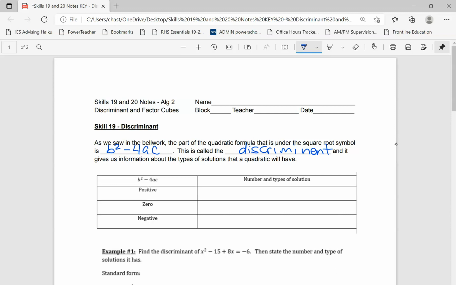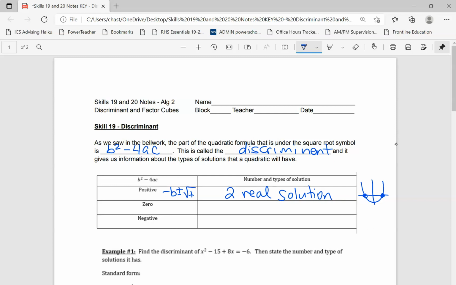And the purpose of this is it's going to tell us information about the types of solutions that a quadratic will have. So if our discriminant is positive, what that means is we're going to have a value plus or minus the square root of a positive number. So our solutions will be real, and there will be two of them. So there will be two real solutions. And by real, I mean when you consider their graph, they have to cross the x-axis in two spots.